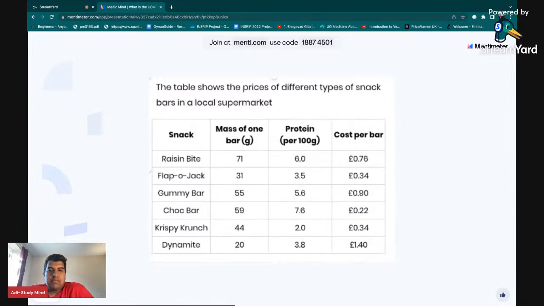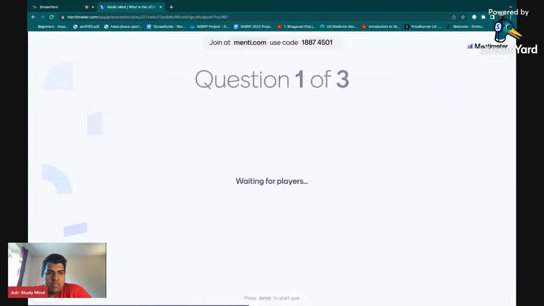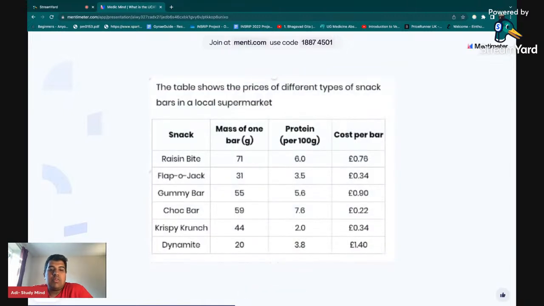So the table shows the prices of different types of snack bars in a local supermarket. So this is what it will roughly look like. If you want to take a picture of this, we'll just move on to the questions, so you can have a go at it.